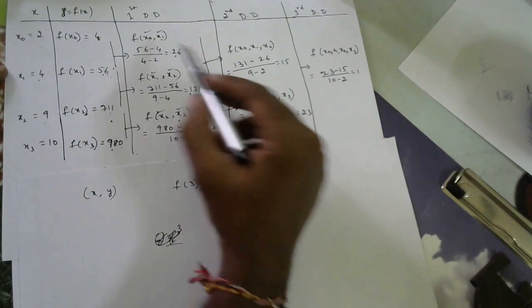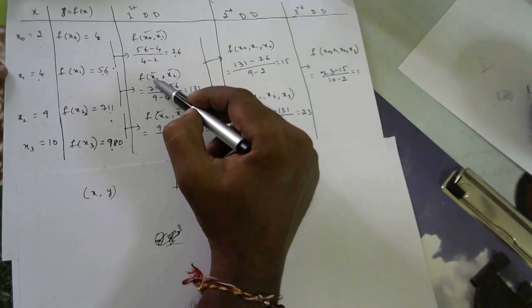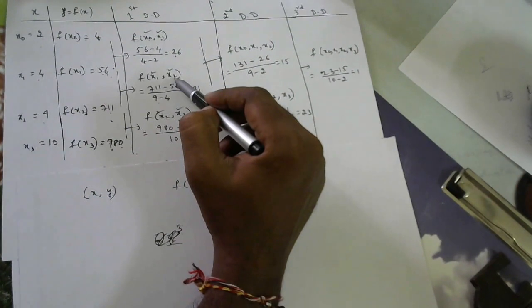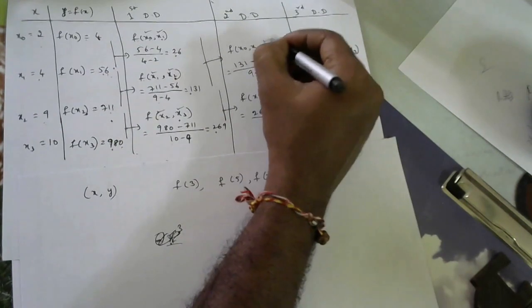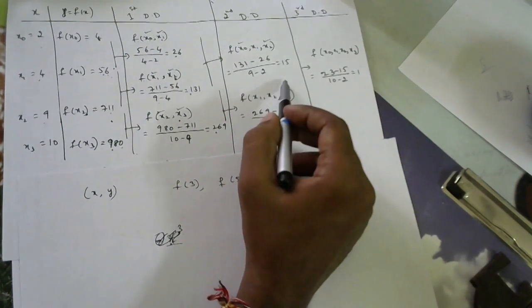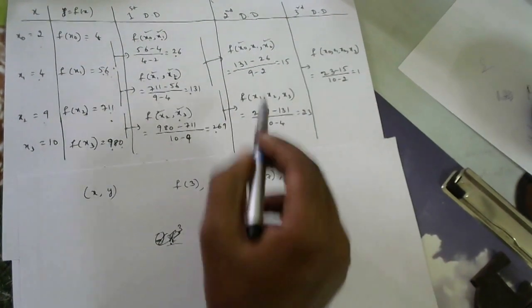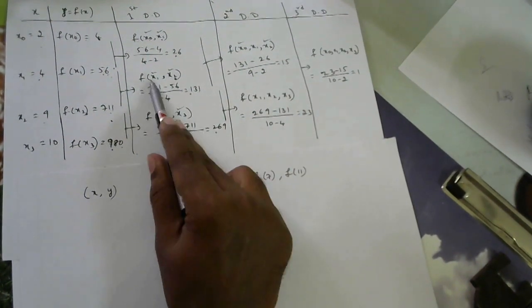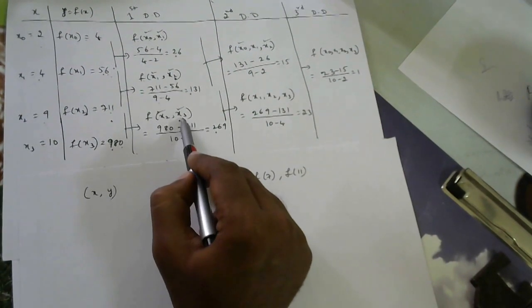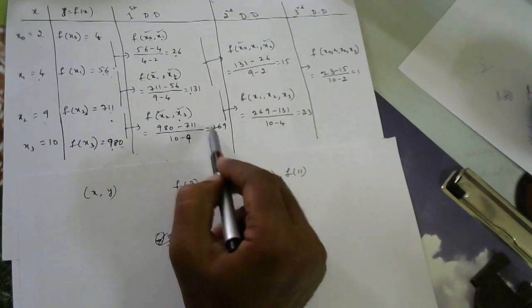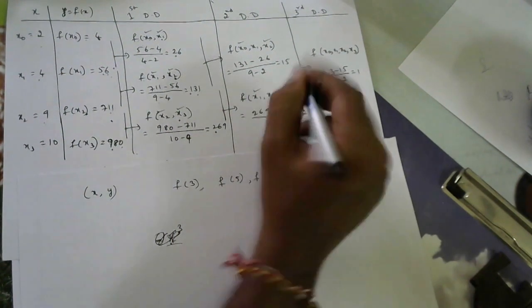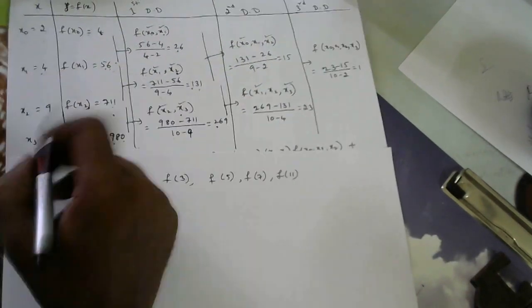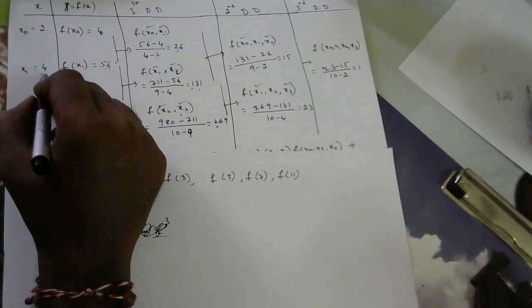So coming to the second difference, f of x naught x1, already x1 is taken, so you get x2. So what do you get here, 131 minus 26 divided by last term minus first term, so you will get here 15. Now here f of x1 x2, x2 already taken, so x3, f of x1 x2 x3, so 269 minus 131 divided by last term minus first term, that means 10 minus x1 is 4, so 10 minus 4, so you will get 23.